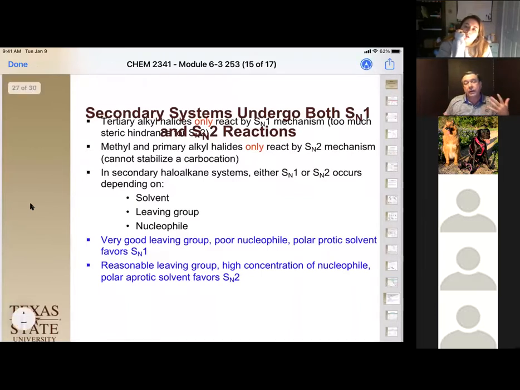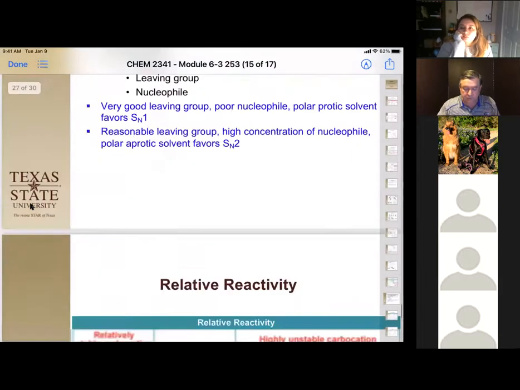So when we're trying to compare and contrast: tertiaries, SN1. Methyls and primaries, SN2. Secondaries, look at the leaving group, the nucleophile, and the solvent.